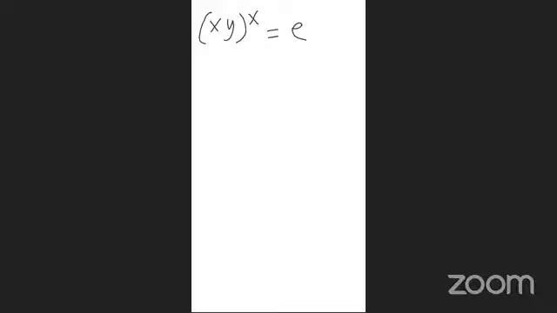So, how are we going to simplify man this one? Diba? So, we can simplify this one by taking the natural logarithm of both sides. So, ln of e is equals to ln of xy times x.